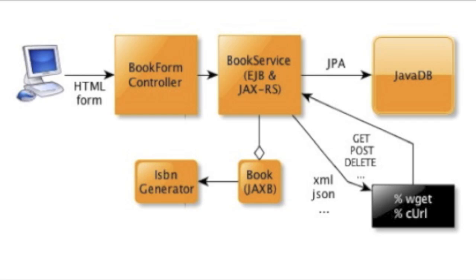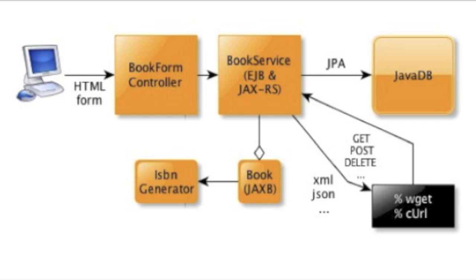So as you can see in this picture here, we have a book form controller, which is part of JSF, which will handle the requests sent by the browser. We then have an EJB, which is the book service. And the book service can also be a JAX-RS resource, as I said previously, answering to get, post, put requests, and returning representation in either XML or JSON.